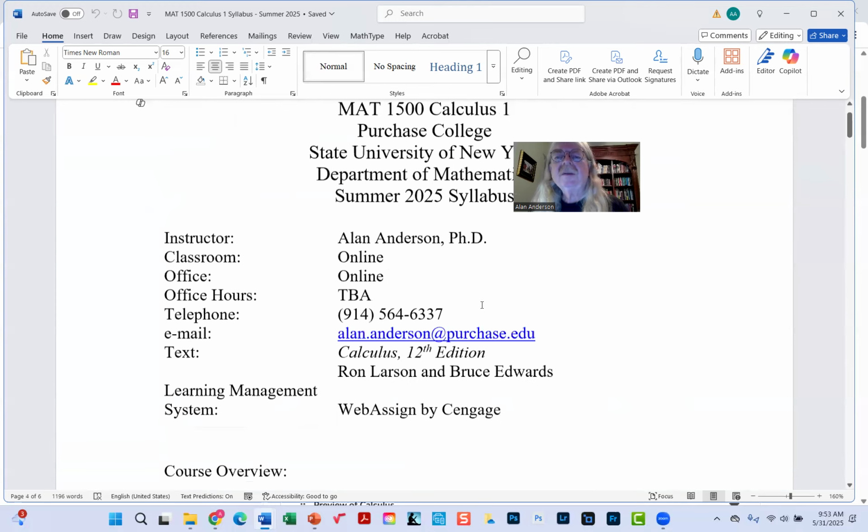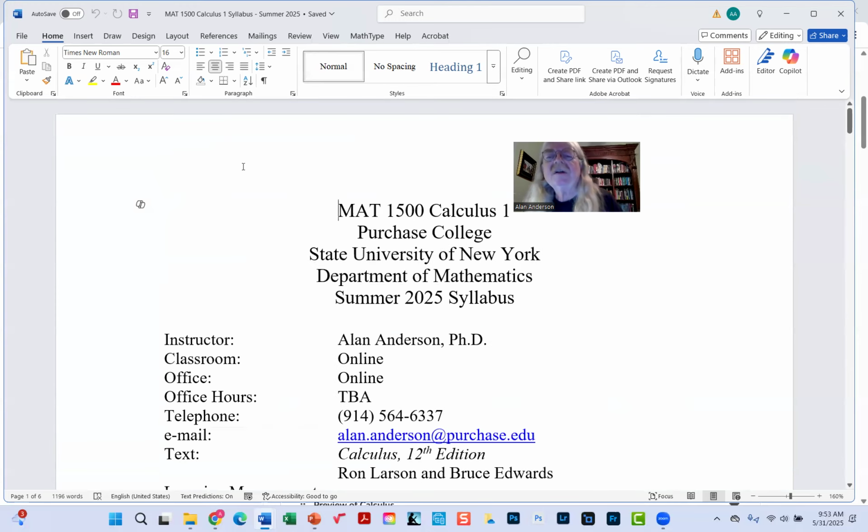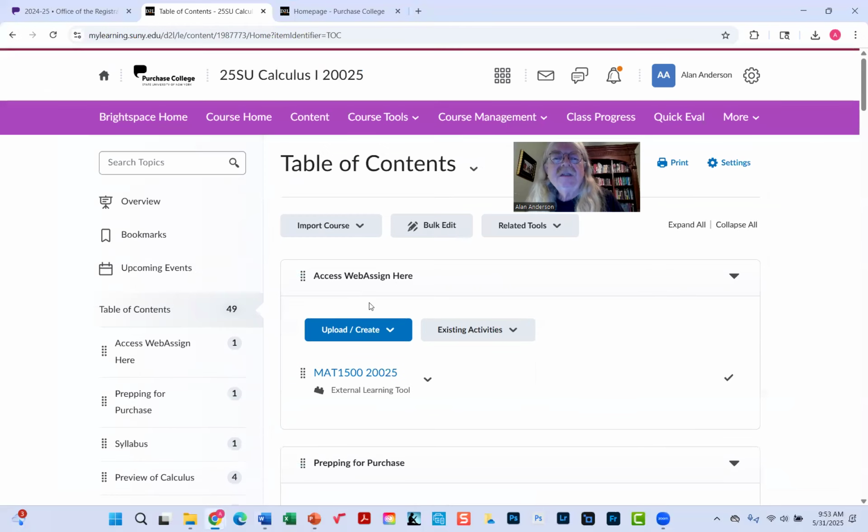So why don't we take a look at WebAssign right now? First things first, how do you sign up for it? If you go to the Brightspace page, there's a little link here. You see how it says Access WebAssign here. I'm not going to click this now because I already have it. But if you click that, it should, in principle, give you the details and instructions for how to sign up for your WebAssign account.